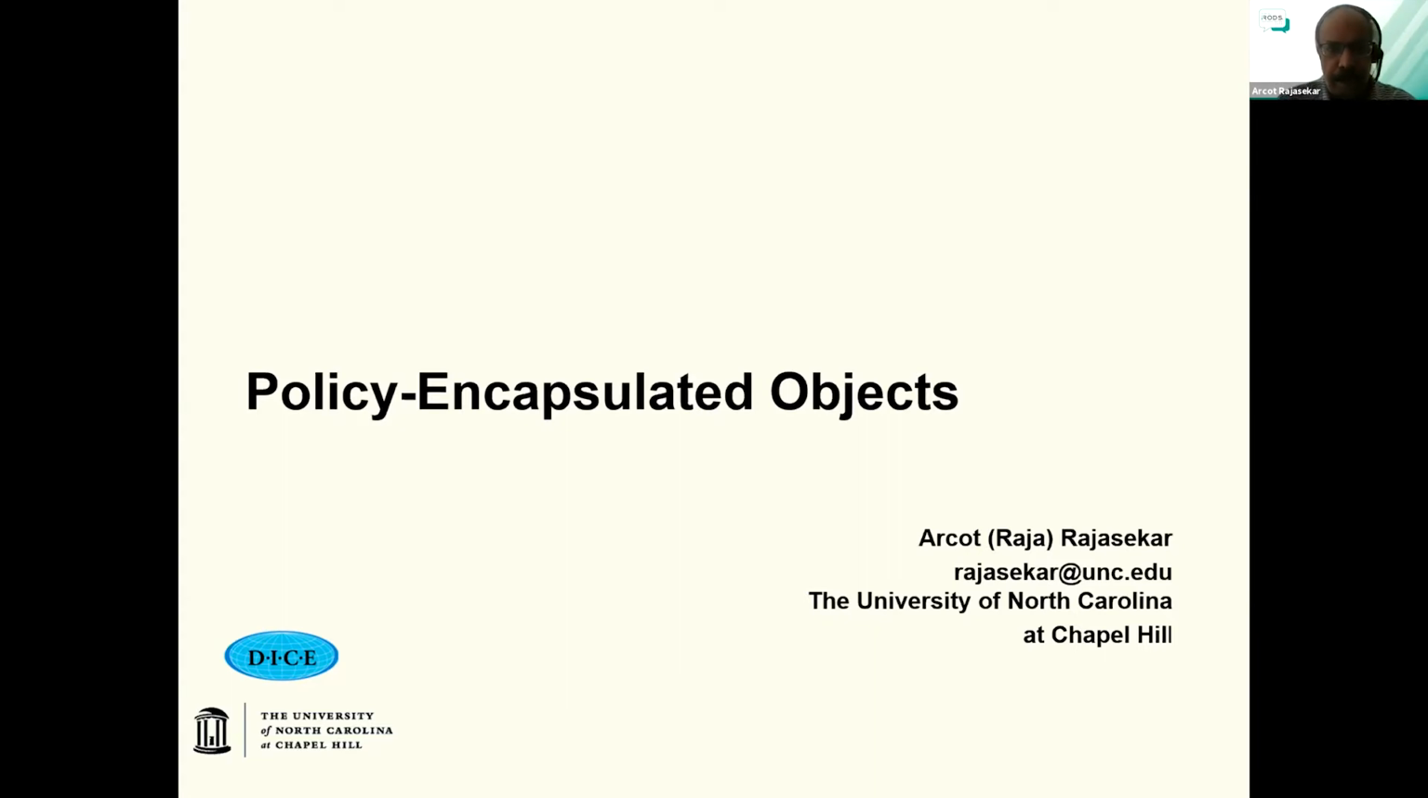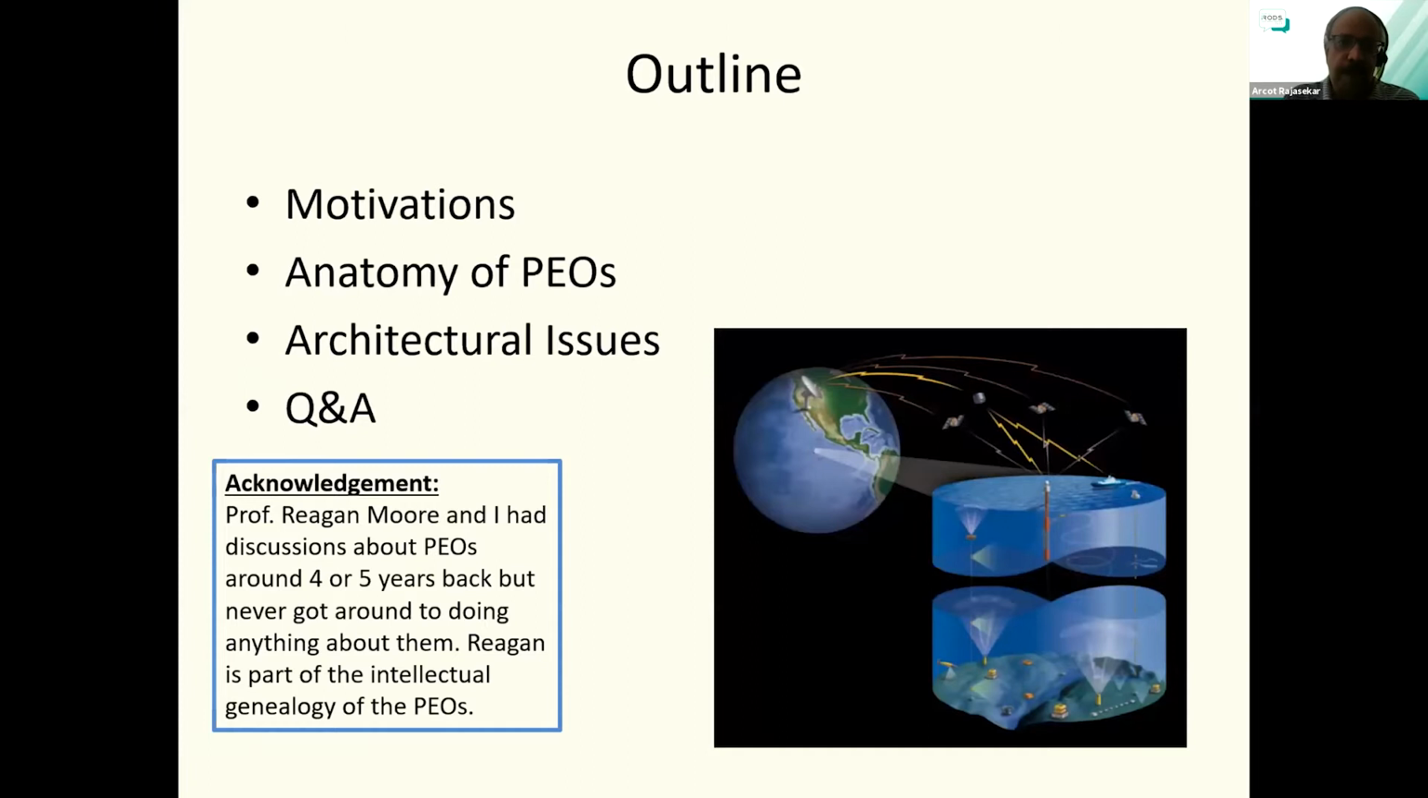I'm going to talk about policy-encapsulated objects, like Terrell said, and I'd like to get feedback from all of you to see what you think of it and if it is going to be useful in your own applications. My talk is based on some motivation for why we need PEOs, and also what a PEO is, what the makeup of that is, and some architectural issues and maybe suggestions, and then finally get into Q&A.